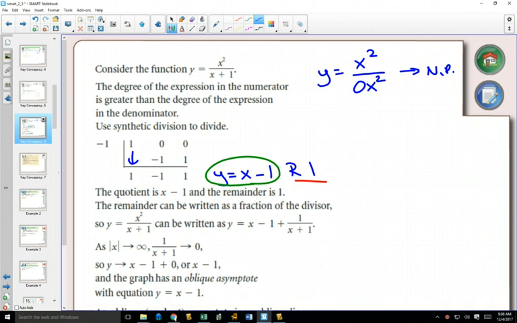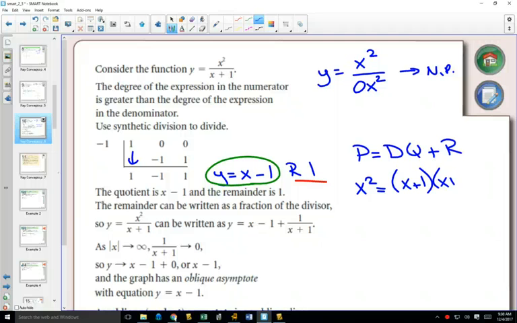Now, the reason that that works, okay, if I wrote my division statement. So my division statement says polynomial equals dq plus r. So we started with x squared, we divided by x plus 1, we got x minus 1 as our answer, and we had a remainder of 1. This is what that would look like.